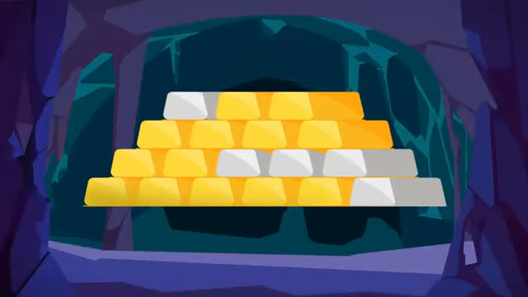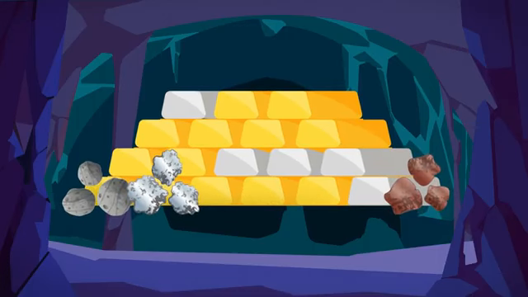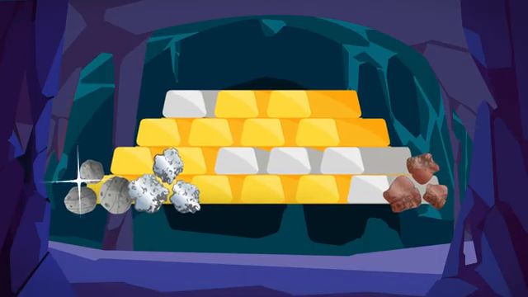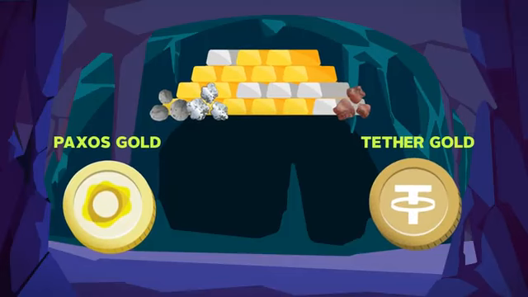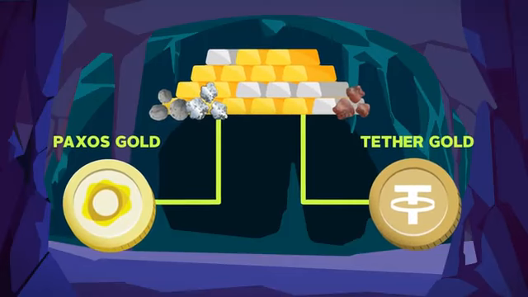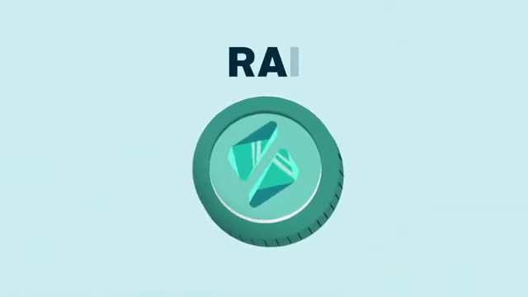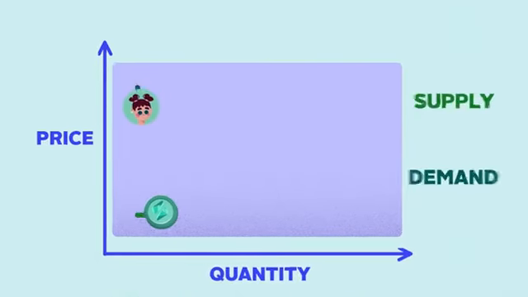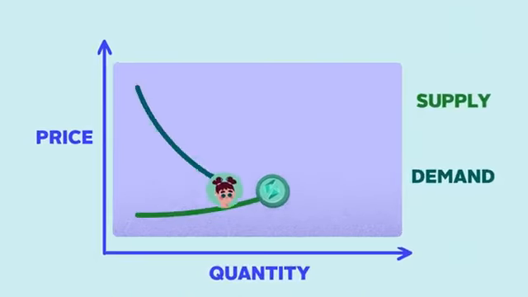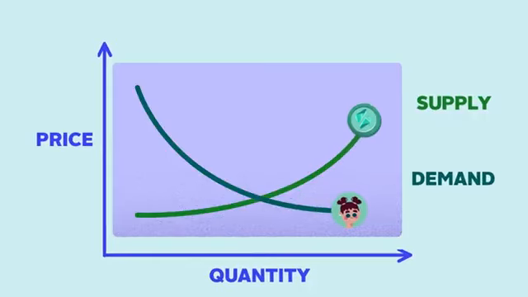Meanwhile, some stablecoins peg their value to physical assets, like precious metals or other commodities, such as Paxos Gold and Tether Gold, which claim to hold physical gold in reserves. Finally, there are even non-peg stablecoins like RAI, which are crypto-backed but do not have their value tied to any specific asset, and have their value fluctuate based on supply and demand.